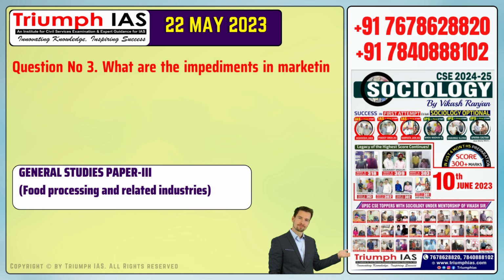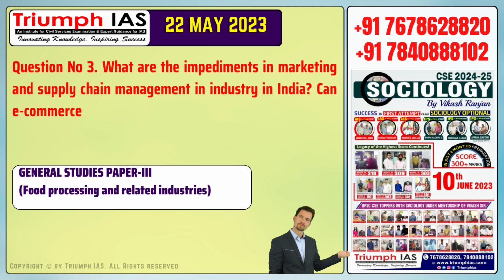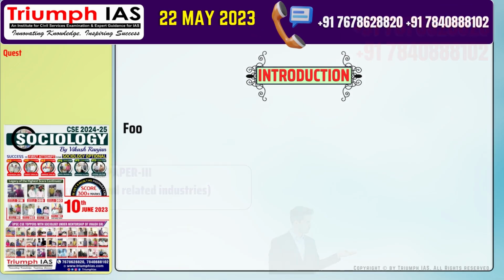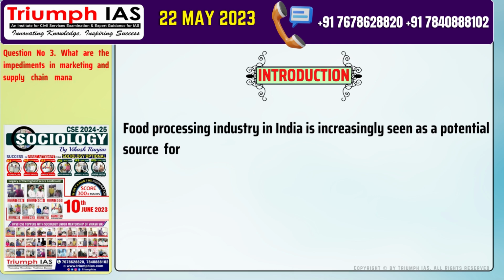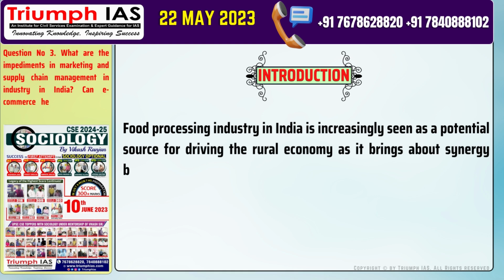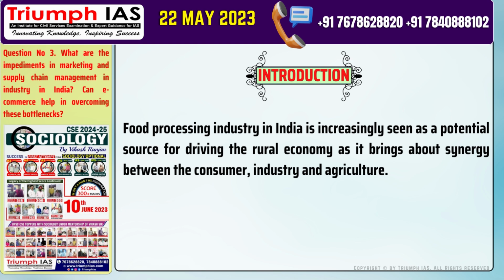What are the impediments in marketing and supply chain management in industry in India? Can e-commerce help in overcoming these bottlenecks? Let's start with the introduction of the answer. Food processing industry in India is increasingly seen as a potential source for driving the rural economy as it brings about synergy between the consumer, industry and agriculture.